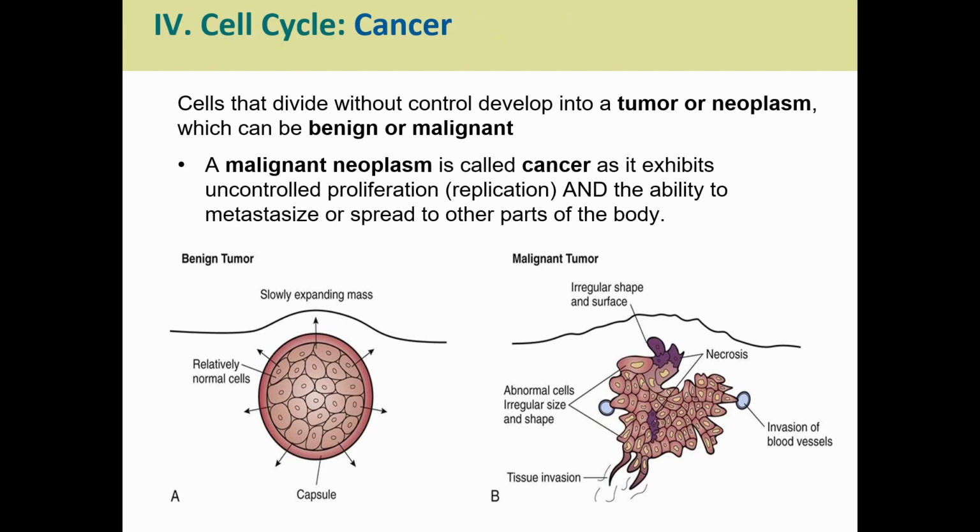Now, when cells divide without control, they can develop into a tumor or a neoplasm, which can be benign or malignant. Basically it's just like an extra growth. A tumor or neoplasm is something that's not really supposed to be there. If it's benign, it's kind of encapsulated, held in itself. So it's getting bigger, but it's self-contained. Whereas malignant, we think cancer, is going to have the ability to invade other tissues all around.